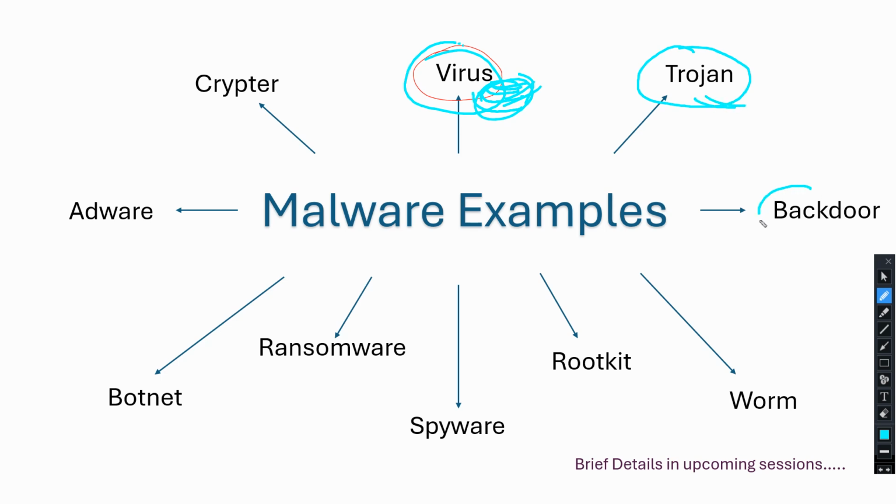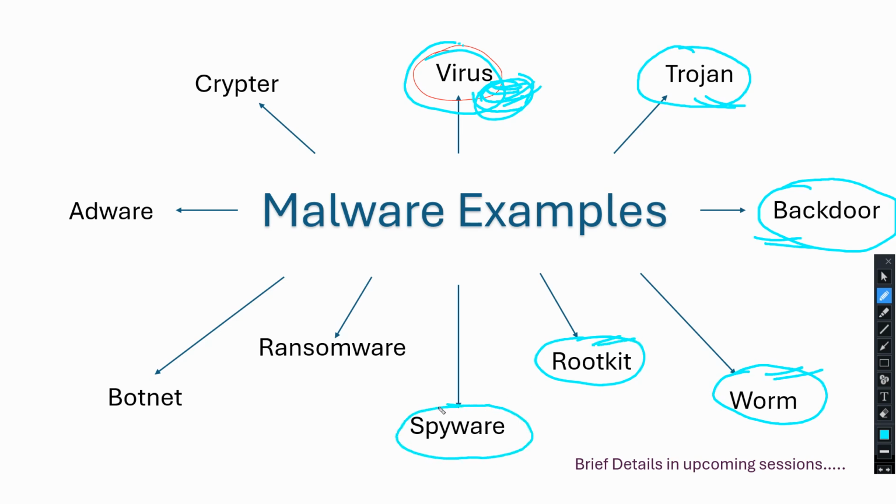Third would be backdoor entries. Fourth would be worm, how a worm affects the systems. Then rootkits. Then spyware, to spy the confidential information. Spywares gather the information and forward it to the command and control center of the attacker. It does not impact the system. It just spies the information.